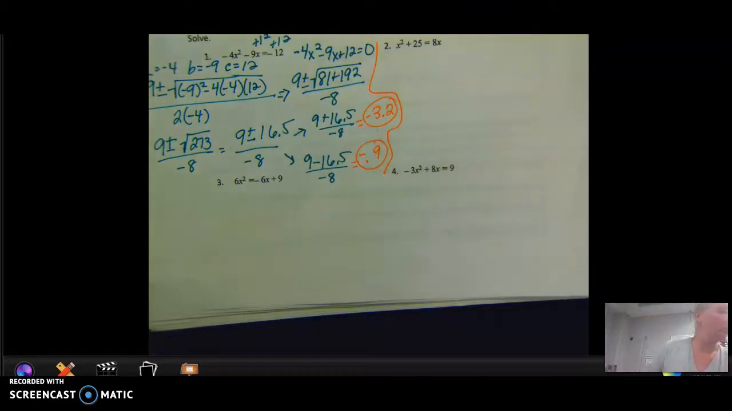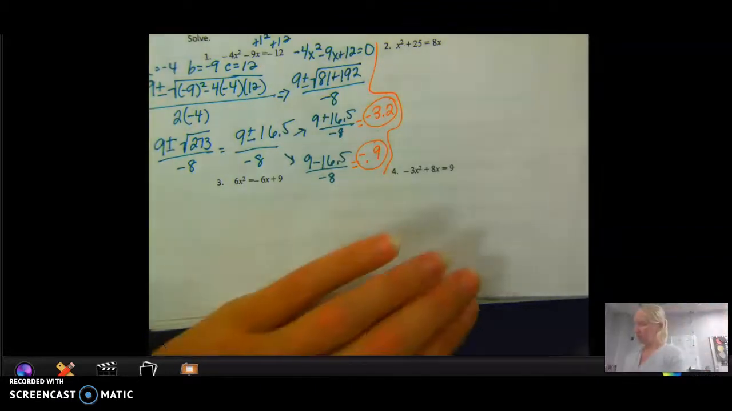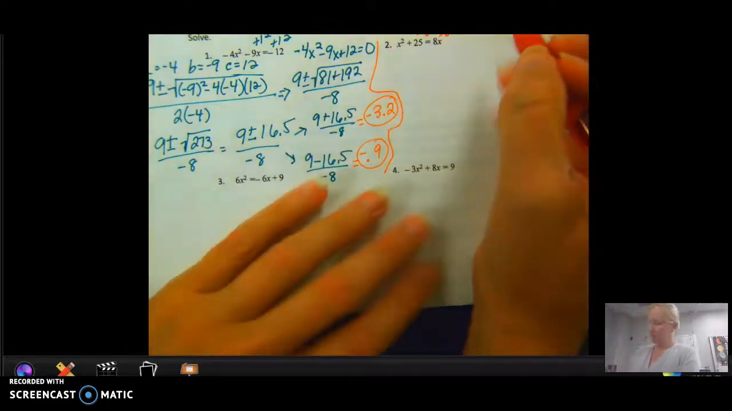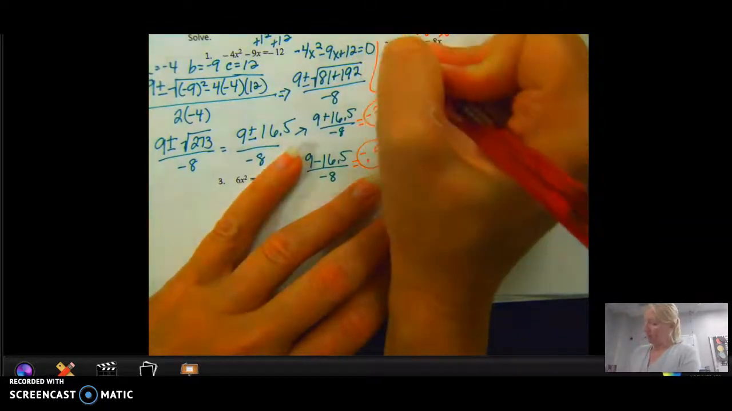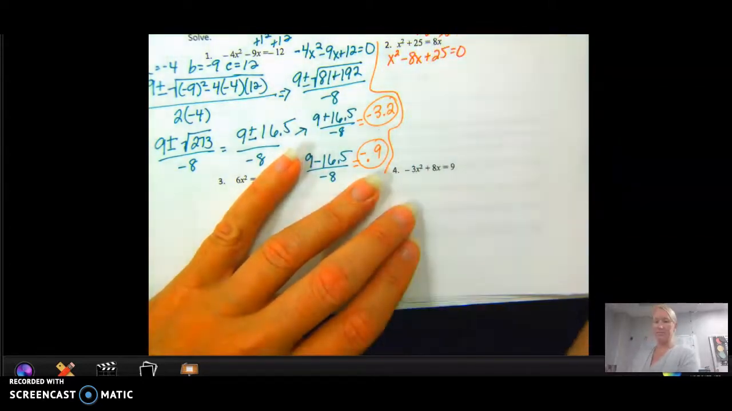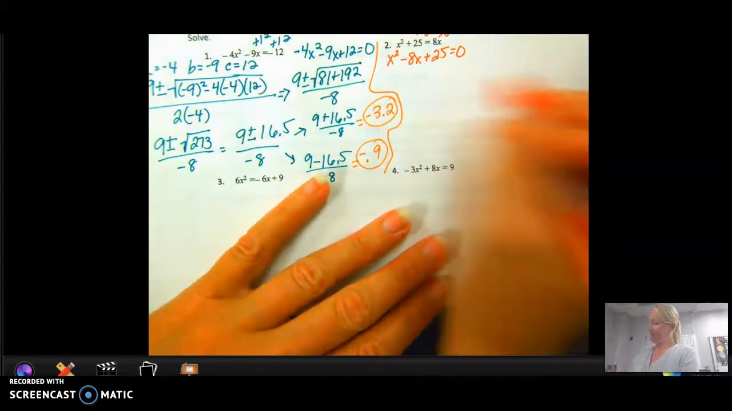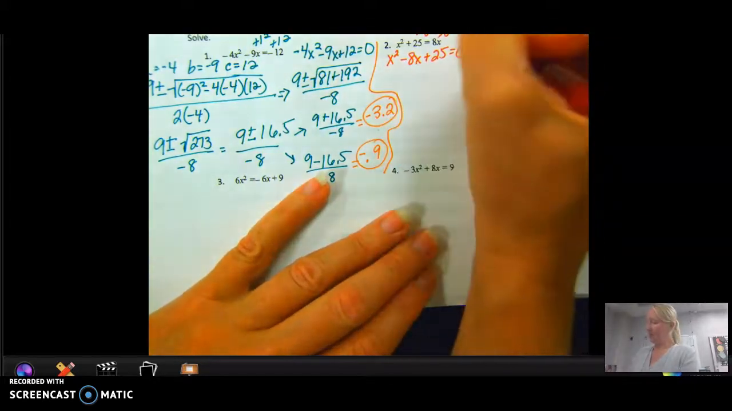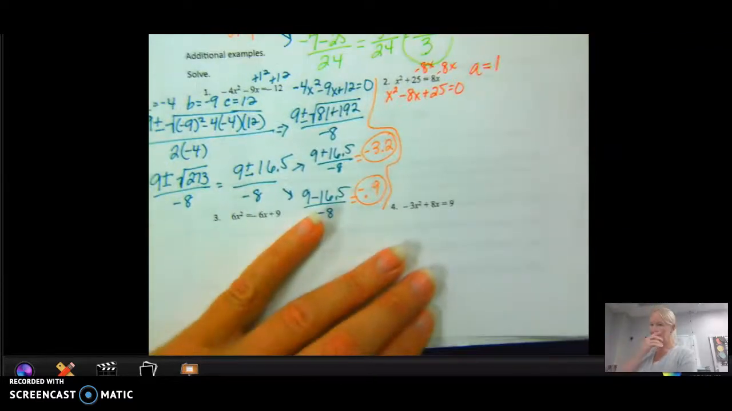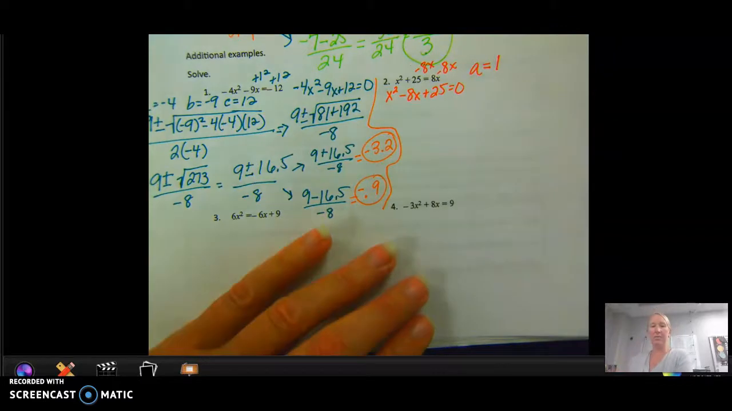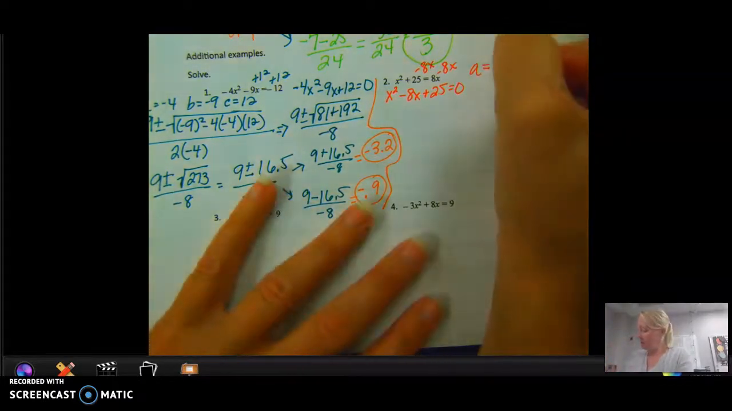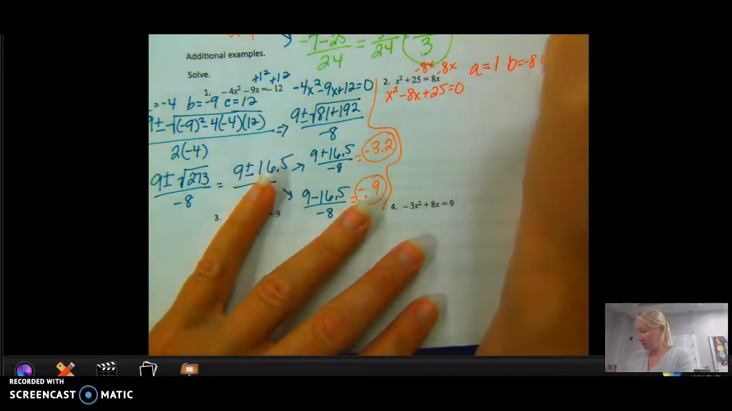Okay, next one. I'm going to subtract 8x from both sides. And I need to do x squared minus 8x plus 25 equals 0. All right, my a value is 1. So there's no number, we can't see the number in front of the x squared, which means that we have the invisible 1. My b value is negative 8, and my c value is 25.